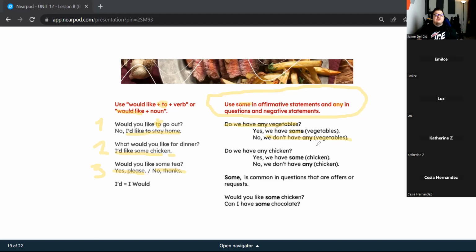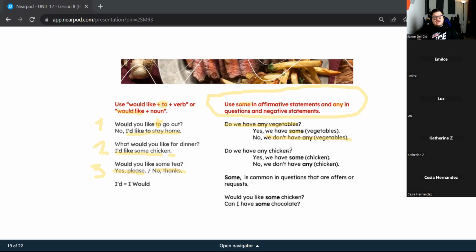Entonces, si me aprendo esto, que some se utiliza para oraciones afirmativas y any se utiliza para preguntas y para oraciones negativas, la mayoría de veces me va a ir bien, ¿verdad? Con unas cuantas excepciones, una excepción que les voy a enseñar hoy nada más. Pero vean los dos ejemplos.